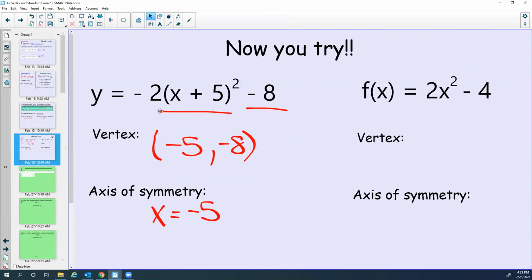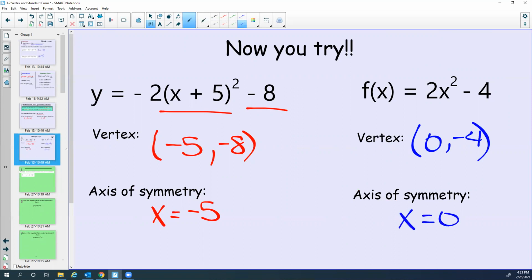All right, so on this first one, I see it is in vertex form, so I can go ahead and identify my vertex to be negative 5, negative 8, meaning my axis of symmetry is x equals negative 5. However, the second equation, well, it looks pretty easy if it was in vertex form, but the problem is it's not. So since it's in standard form, I am still going to graph it in the calculator. If, when I look at the calculator, I can identify the vertex, I'll just go ahead and write it. And I see it ends up being 0, negative 4. So my axis of symmetry is x equals 0. Again, you can look at the graph or the table to be able to identify that.